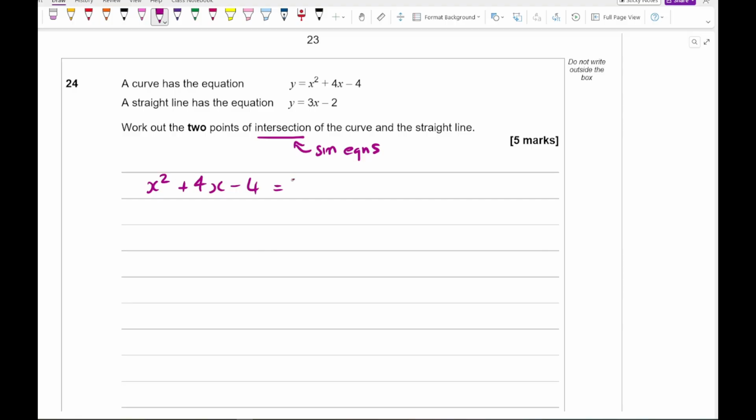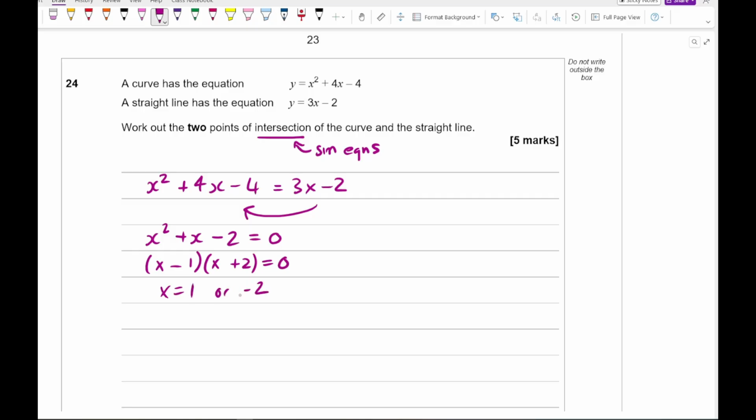So what I end up with is something that looks like this. Then if I take all of this over to the side, because it's starting to look like a quadratic, we get x squared plus x minus 2 equals 0. Now from this we can solve for x, in which I'm going to use factorization because it factorizes. So I get x minus 1, x plus 2 equals 0. So x equals 1 or minus 2.